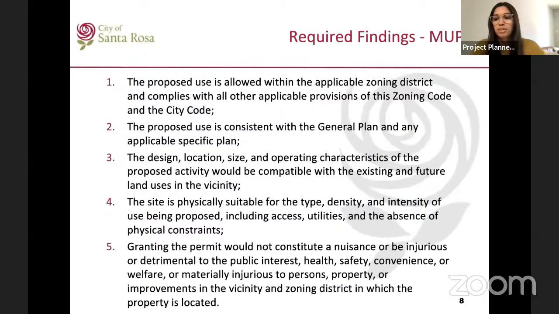Planning staff is able to make all the required findings for a minor conditional use permit. The project will be taking place on an existing commercial site and will not interfere with the commercial use of the property. And as a condition of approval, proper measures will be implemented to limit the effects of radiation at the rooftop level.